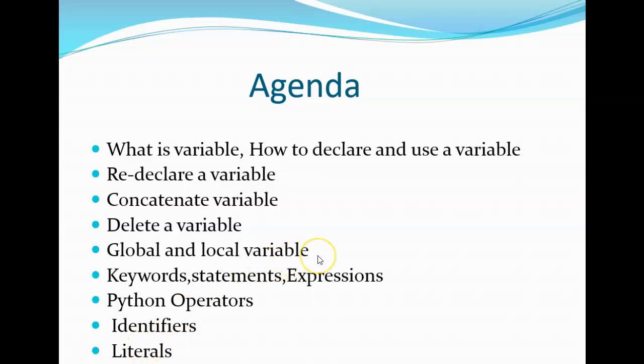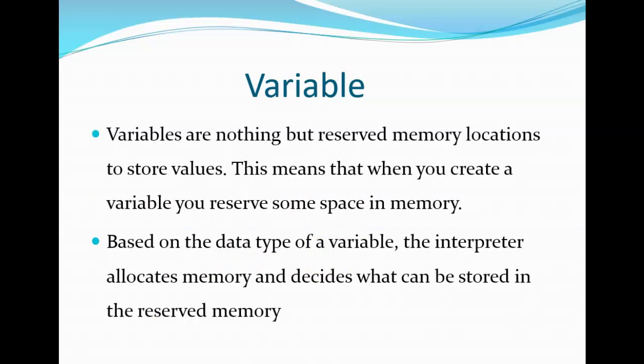You got my point? First one is variable. Of course, variable means it varies, it keeps on changing. Variables are nothing but reserved memory locations to store values. This means that when you create a variable, you reserve some space in memory. Whatever the thing that is in the computer, obviously it occupies some memory. Allocating some memory to the corresponding thing is very important.